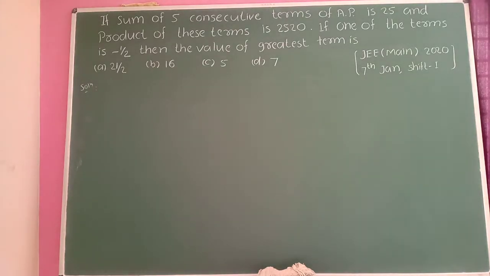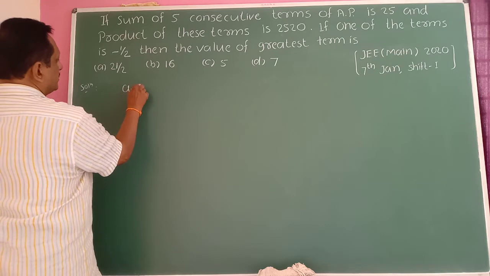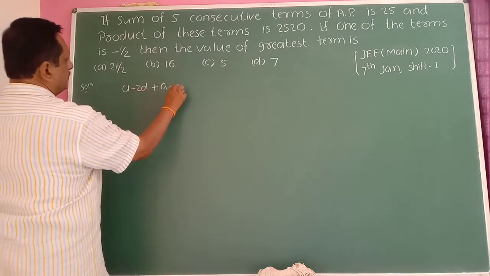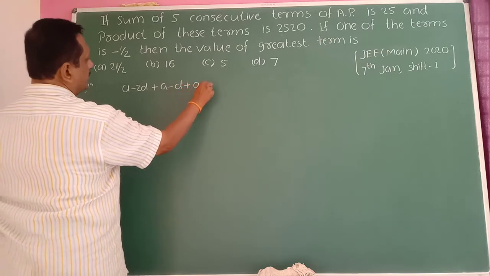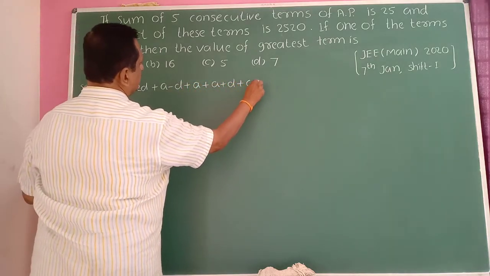If the sum of 5 consecutive terms of an AP is 25, and the product of these terms is 2520, and one of the terms is minus 1/2, then what is the value of the greatest term? Therefore, take 5 terms in AP: a minus 2d, a minus d, a, a plus d, a plus 2d.